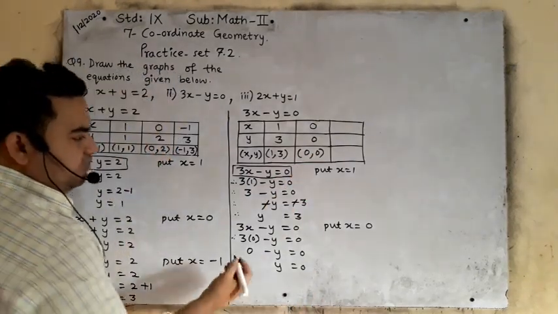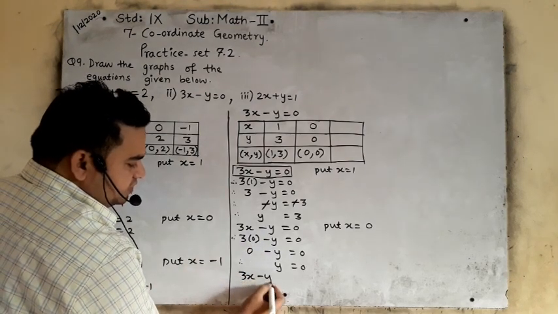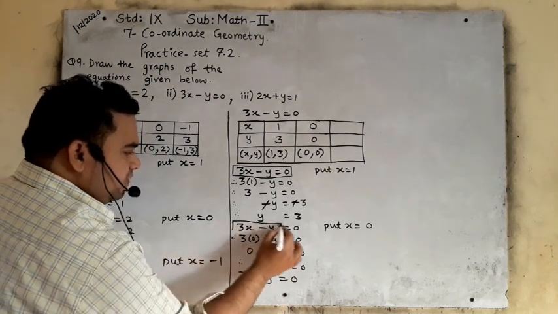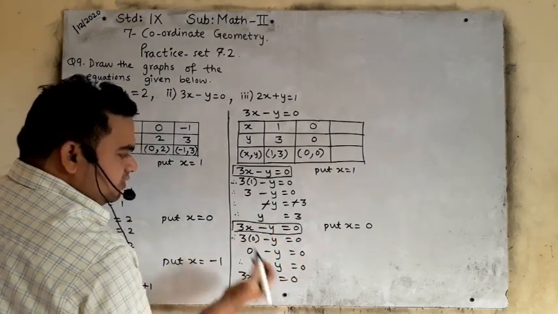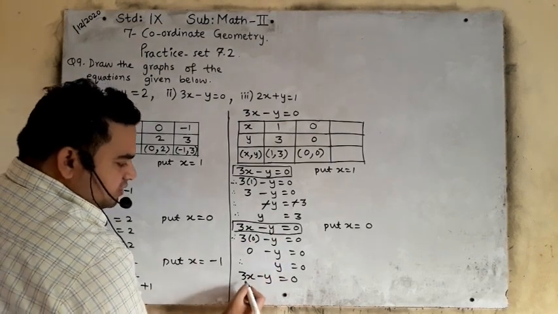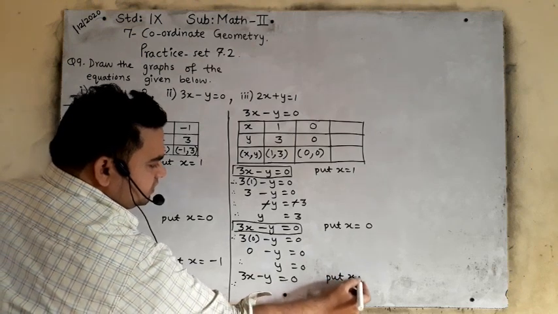Now next again we will take this 3x minus y is equals to 0. See, you have to use this equation again and again. Okay. So you will write now, put x is equals to 2. Put x is equals to 2.